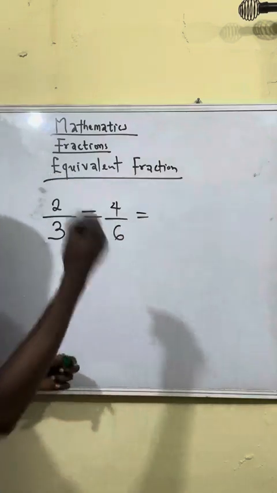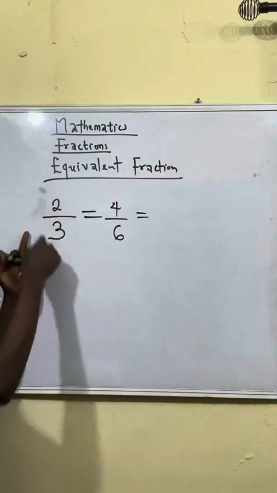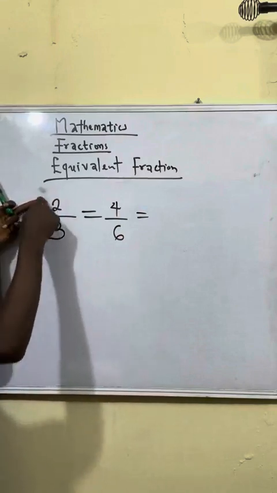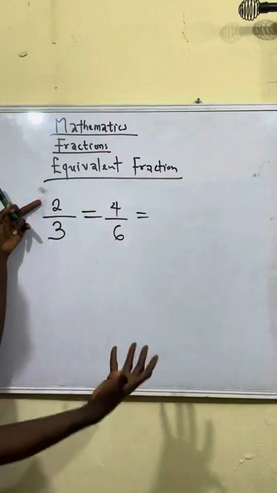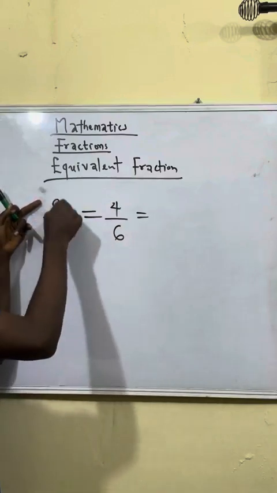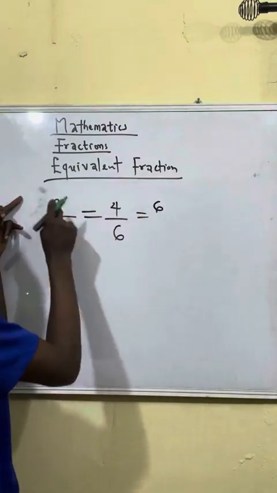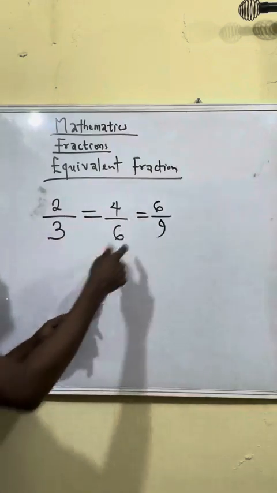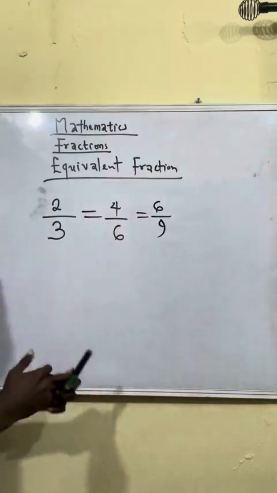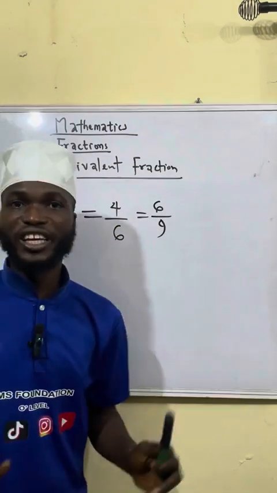However, I can still proceed. Come back to the original fraction, which is 2 over 3. Multiply both of them by another number. We have used 2 to get 4 over 6. Let's use 3, for example. 2 times 3 will give me 6 on top. 3 times 3 will give me 9 under. They are still numerically equal. So this is an equivalent fraction.